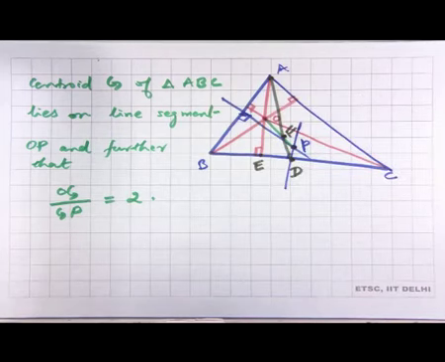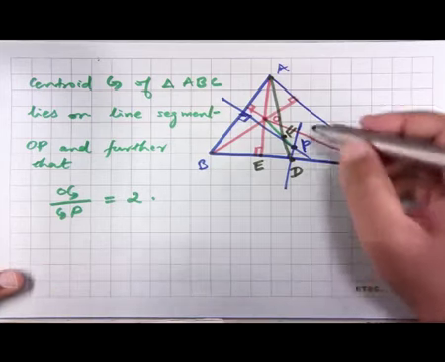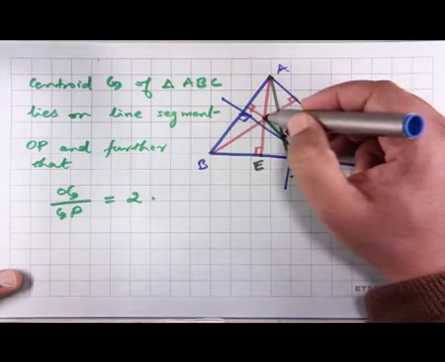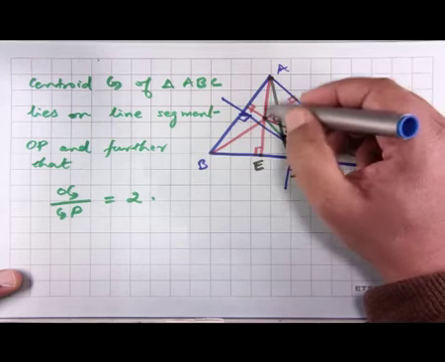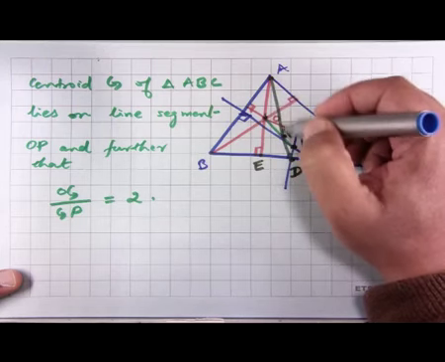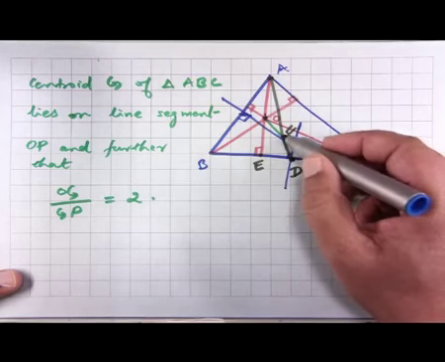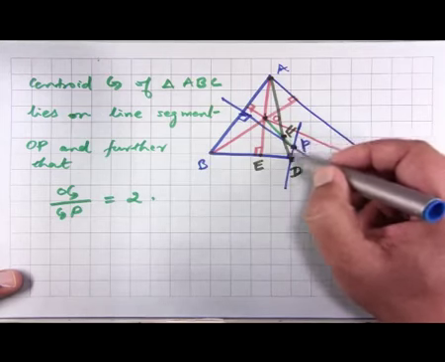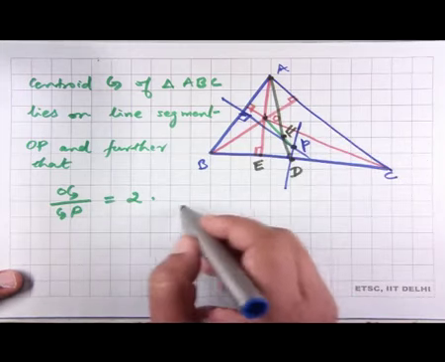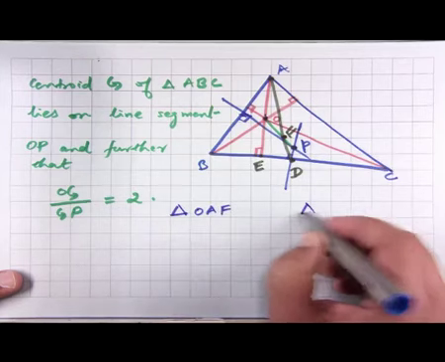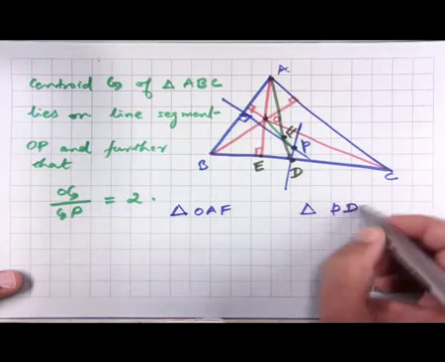And now, let us focus all our attention on two triangles. The first triangle is OAF, which is this particular triangle, and the other triangle is PDF, which is this little triangle PDF. So, we are considering two triangles, triangle OAF and triangle PDF.